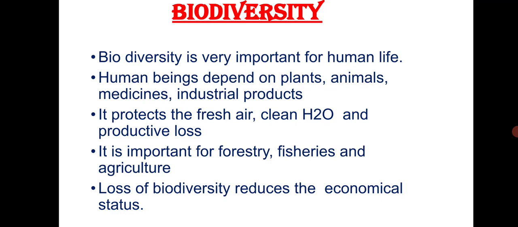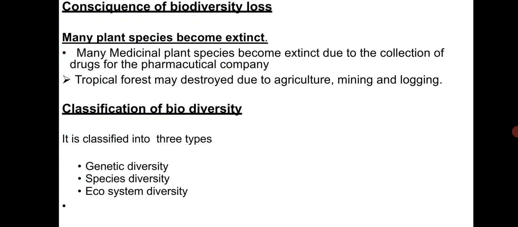Suppose if we do not protect or conserve biodiversity, we can face a lot of problems. Our country will face economic problems, and we will always depend upon other countries for our food need, fuel need, as well as for our medicinal needs. So we have to conserve our biodiversity. Due to biodiversity loss, many plant species become extinct. We know that we are deriving medicines particularly from plants as well as a variety of animal species. If we do not protect them, our activities like modernization of agriculture, mining and logging lead to the extinction of plant as well as animal species.